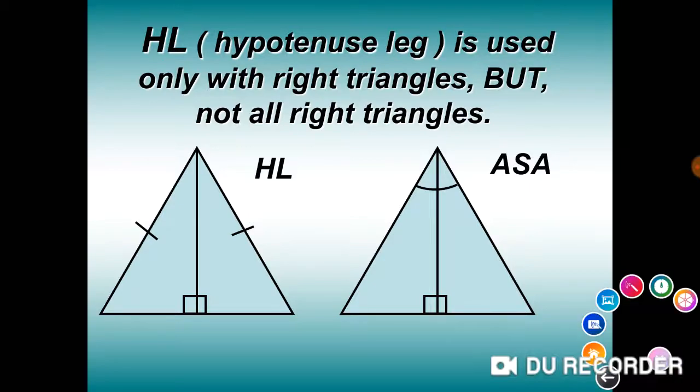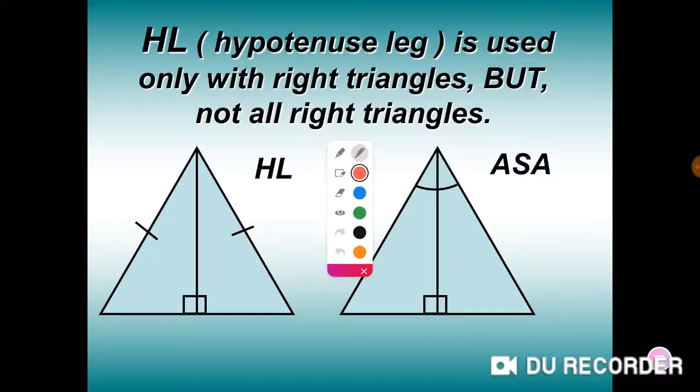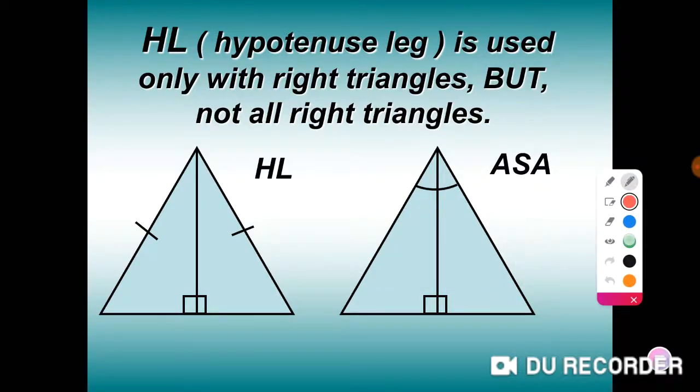And here comes the last theorem, which is the HL theorem. HL is an abbreviation for hypotenuse-leg, and from the name, this theorem is applied only to right angle triangles. So HL, hypotenuse-leg, is used only with right triangles, but not all right triangles.